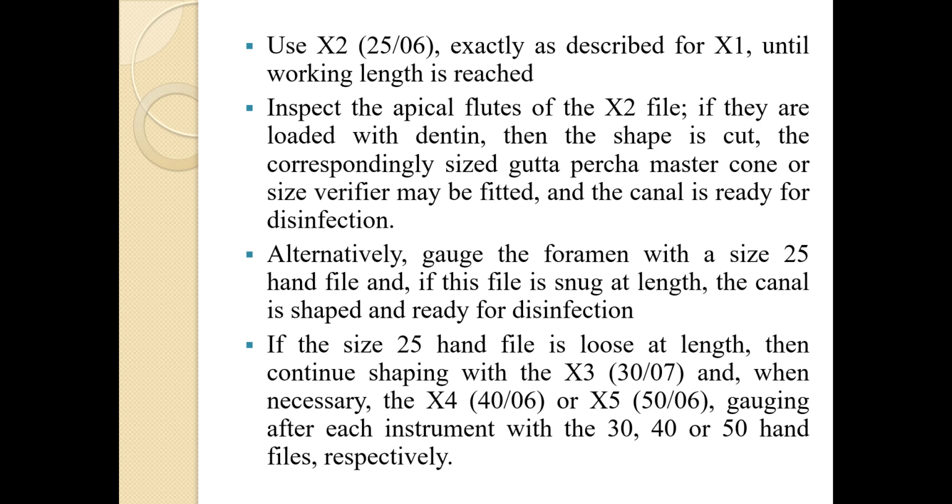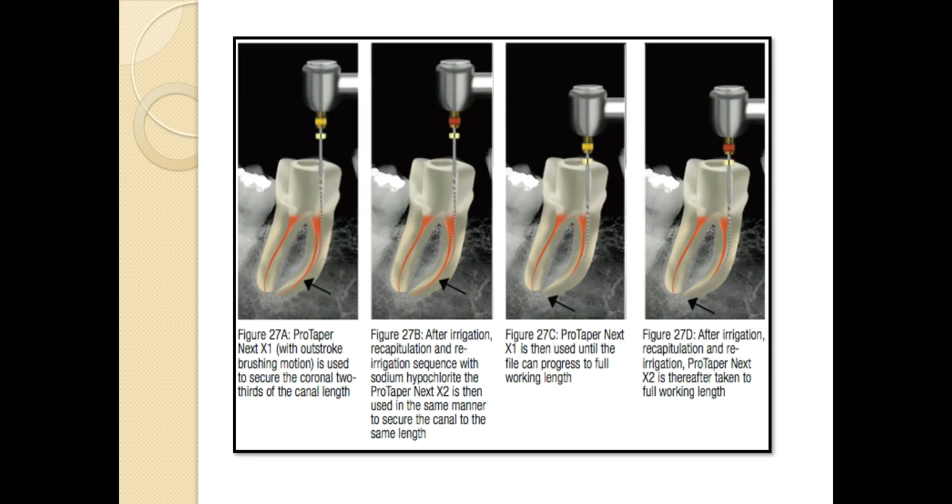Alternatively, gauge the foramen with a size 25 hand file, and if this file is snug at length, the canal is shaped and ready for disinfection. If the size 25 hand file is loose at length, then continue shaping with the X3 and, if necessary, the X4 or X5, gauging after each instrument with the 30, 40, or 50 hand files respectively.